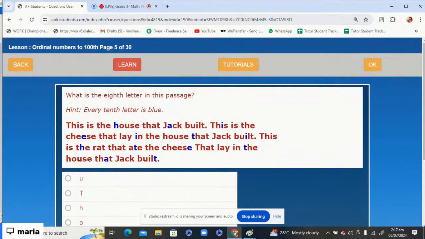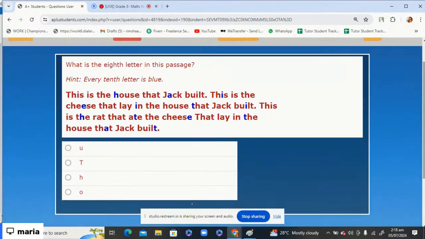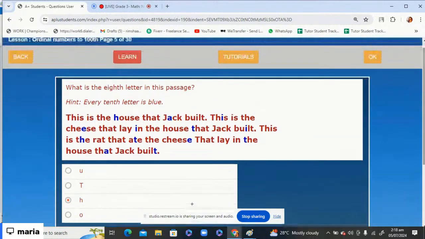Okay, so what is the eighth letter in this passage? They are saying that every 10th letter is blue. So you are going to write down the eighth letter. Check it out. For the first line, the blue one is here on the edge. So this is 10. We move back to the 8th. This is 10, 9, and 8. So it means that it's H. So the H is the eighth letter of this passage.